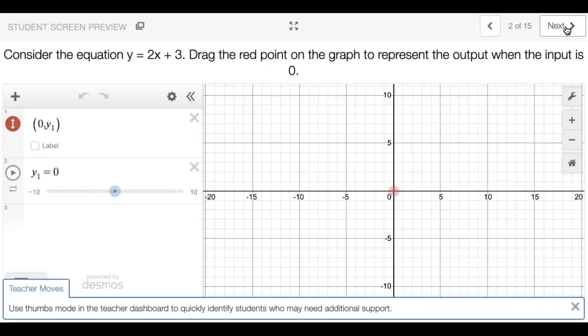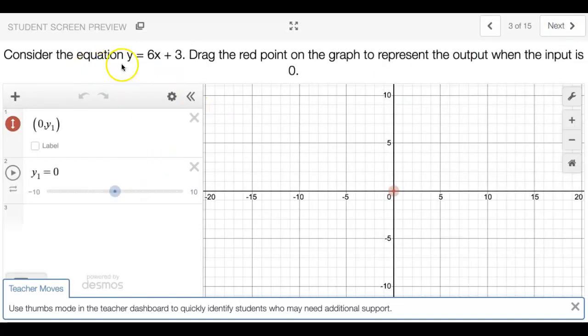Starting with the first slide, we have a point, and whatever that point is, it has to have an x value of 0. So let's consider the equation y equals 2x plus 3. Drag a point on the graph to represent the output when the input is 0. What would it be? It would have to be 3, because if our input is 0, 2 times 0 is just 0, plus 3 is 3.